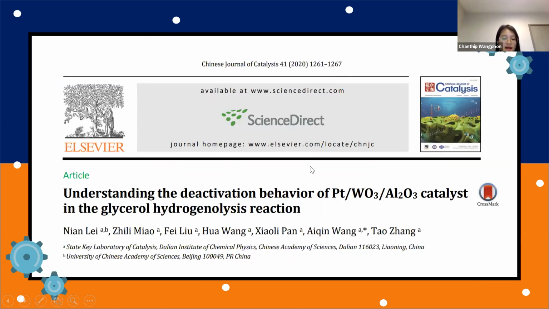And this slide also shows that the combination of platinum and tungsten oxides on aluminum oxide can improve activity and selectivity, but it can be deactivated by leaching and accumulation.